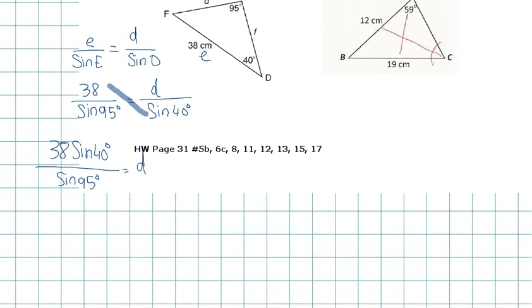Are you supposed to simplify the sine 40 before you multiply it by 38? Yes, or you can do 38 times sine 40, which would give you exactly the same answer.